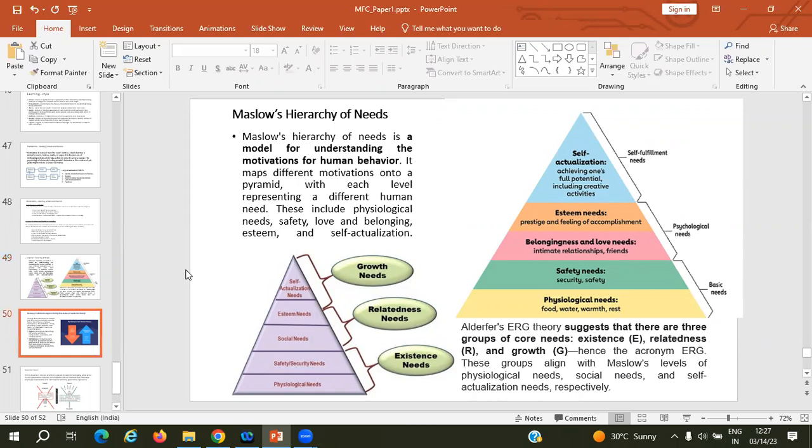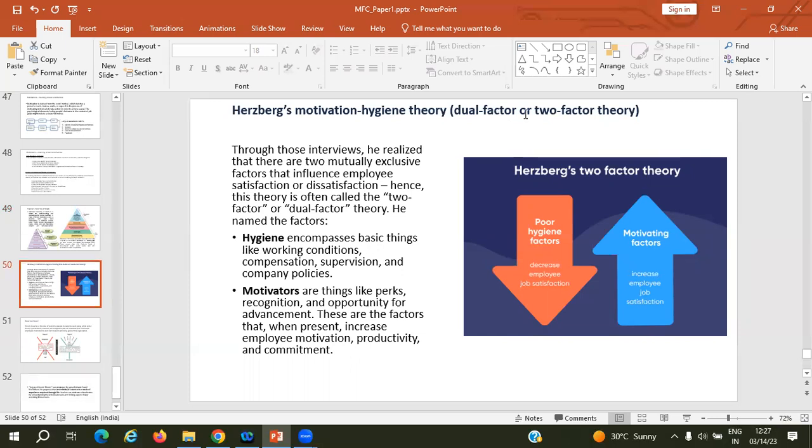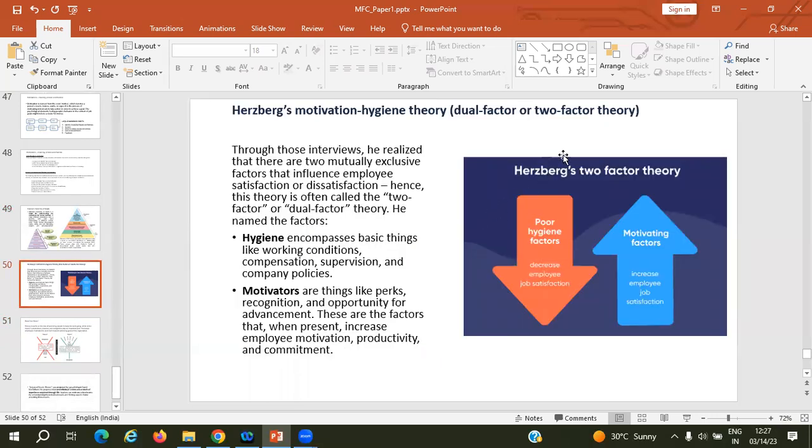Next, we'll read about two more theories. One is the dual factor or two factor theory, which is what we discussed, and another is the XY theory. Dual factor is the two factor theory. There are two factors controlling human psychology, the human motivation factor. One is hygiene, another is motivator. These two factors, hygiene and motivator.